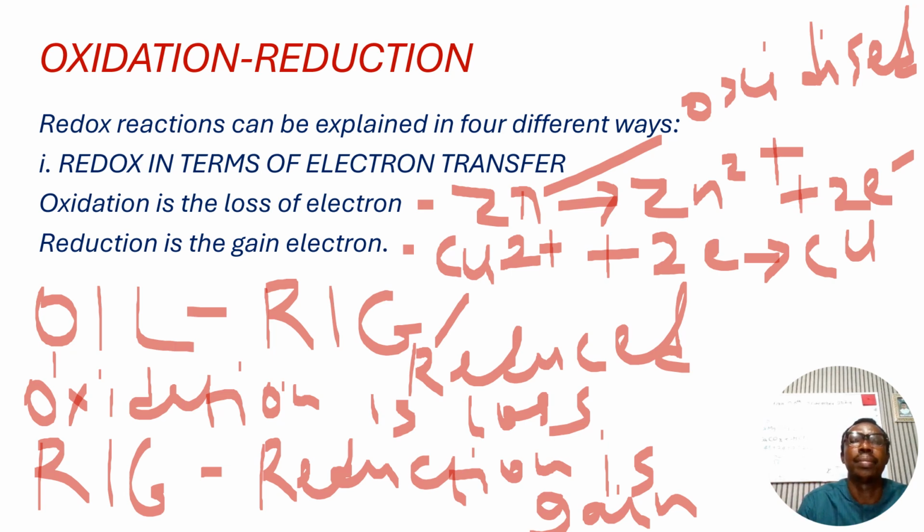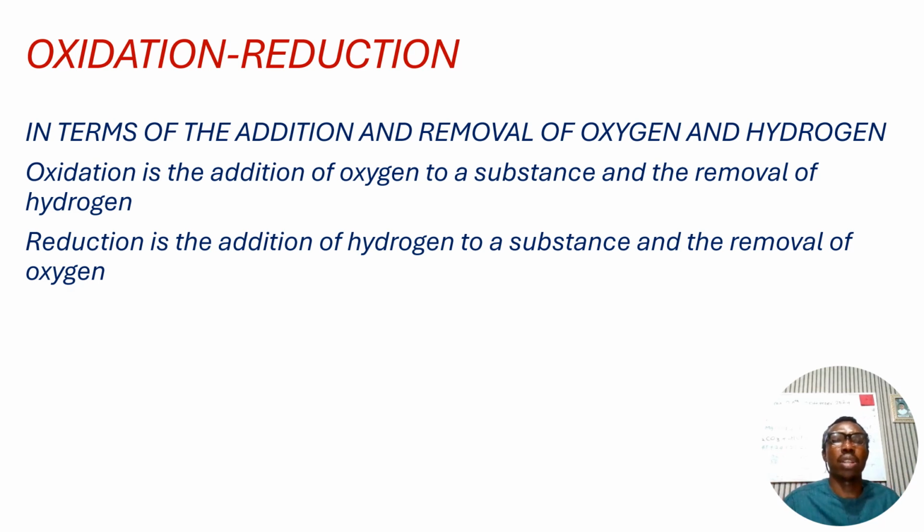ABC. So looking at redox reaction in terms of the addition and removal of oxygen and hydrogen. Now let's start with oxidation. Oxidation is the addition of oxygen to a substance. So the substance that oxygen is added to is the substance that undergoes oxidation. Oxidation is the addition of oxygen to a substance and the removal of hydrogen. So when hydrogen is removed from a substance, that substance has also undergone what? Oxidation.